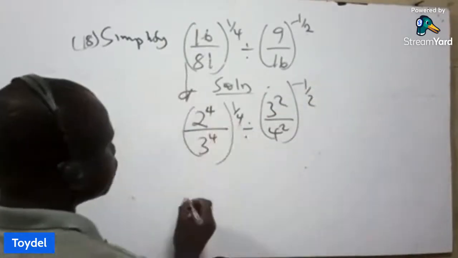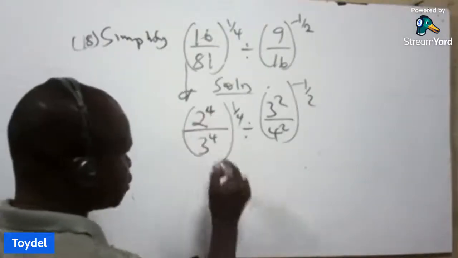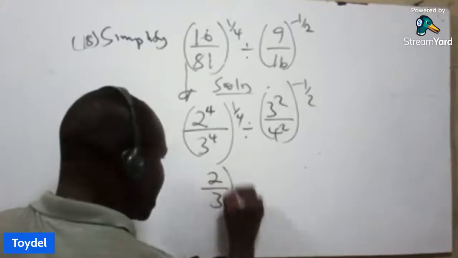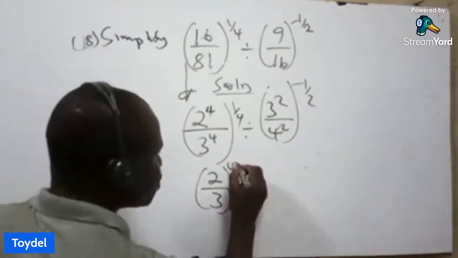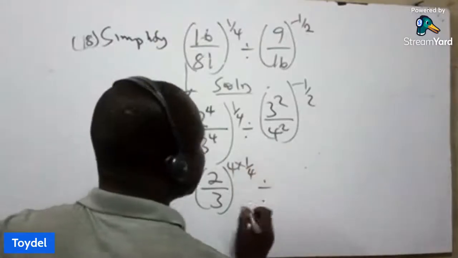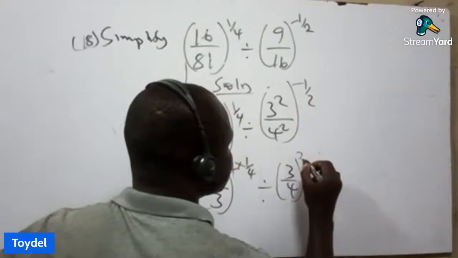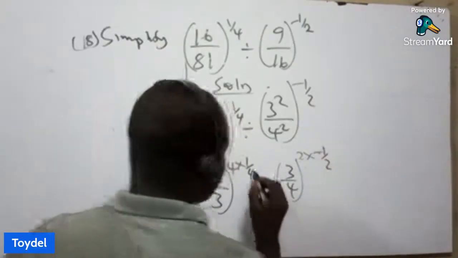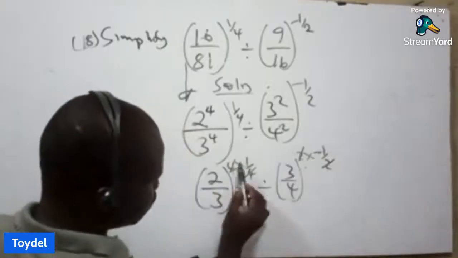From this now, the numerator is raised by 4. The denominator is raised by 4. So I can combine the two to say 2 all over 3, everything raised by 4, is the same thing, multiplied by 1 all over 4, divided by, in this case also, I will say 3 all over 4, everything raised to power 2, multiplied by minus half. 4 will cancel 4, 2 will cancel 2. So what we are left with is 1 here.